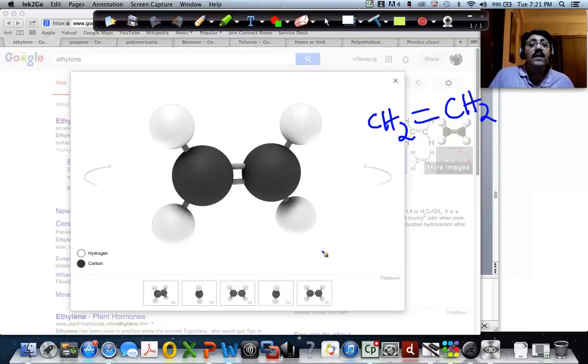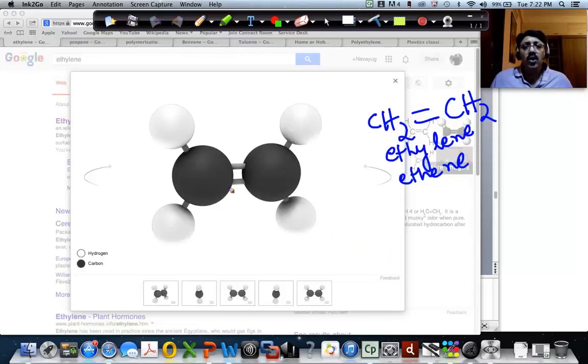So this is how ethylene looks. It is called ethylene, or it is also called ethene. Both are the same. And this is basically the chemical formula, CH2=CH2. This is how it looks: you have two carbon atoms and four hydrogen atoms.